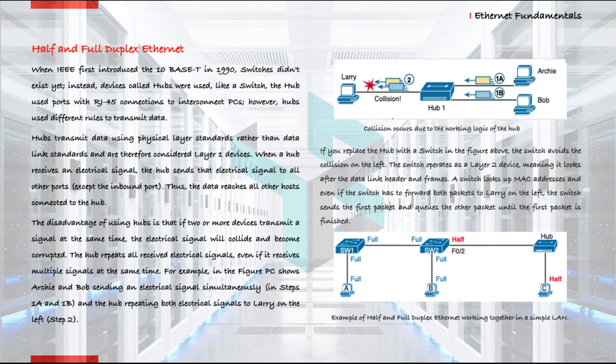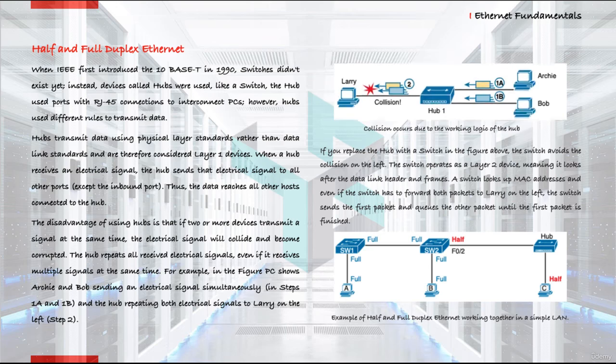Here's an example of an old hub, where you can see that user Bob and user Archie send packets to Larry, but because the hub repeats all the signals that come in, two packets can't go through at the same time and there is a collision. Let's say this device is a switch and not a hub. Then when Bob and Archie send packets to Larry at the same time, the switch can queue them up and forward them. So it doesn't cause any collisions or packet loss here.